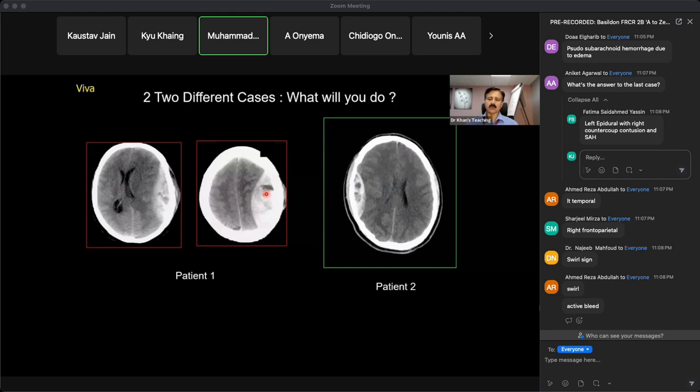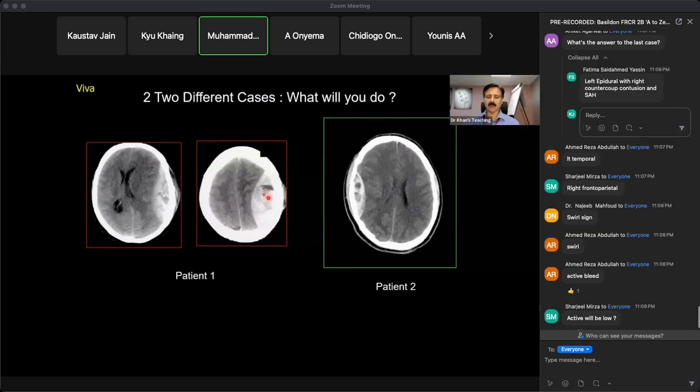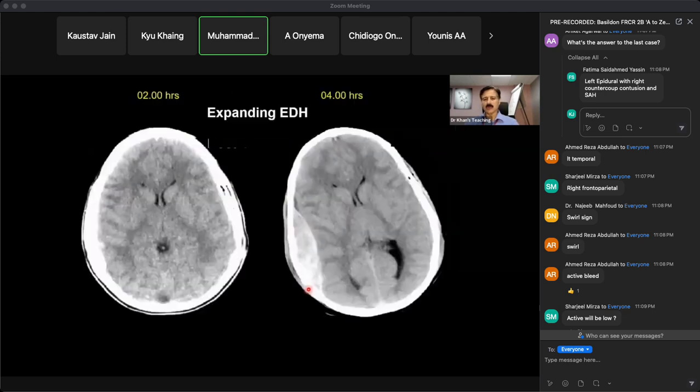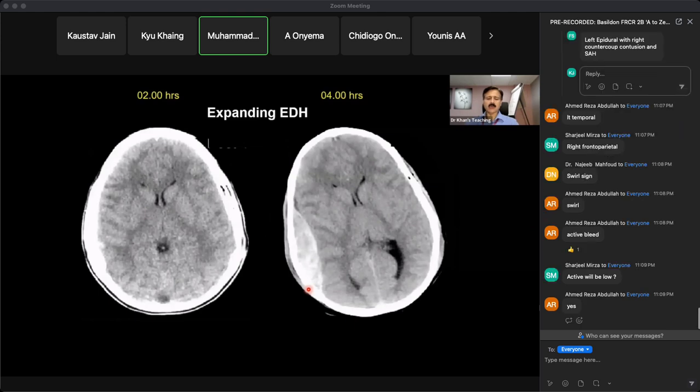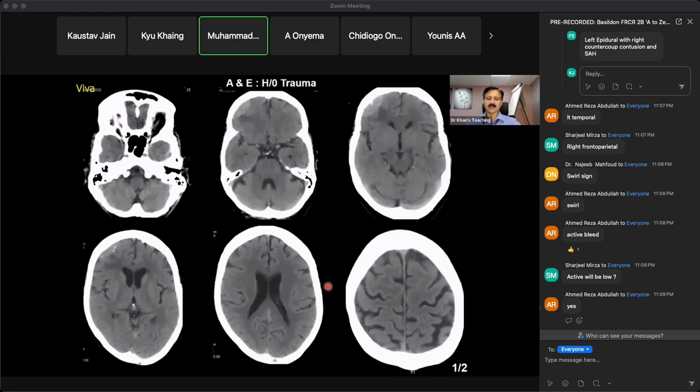Don't confuse it with the subdural hematoma. Active bleed means that the patient is bleeding while the patient is on the scanner. It means you don't know what will happen 10 minutes, 20 minutes down the road. What will you do? You will pick up the phone. Excellent. You will pick up the phone and tell the surgeons this is what is happening, and urgent management. So extradural hematomas can also enlarge, like this case here. So at 2 o'clock, it is very, very small, and then it has expanded.